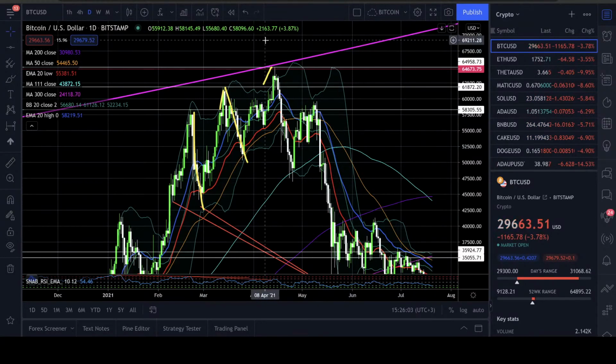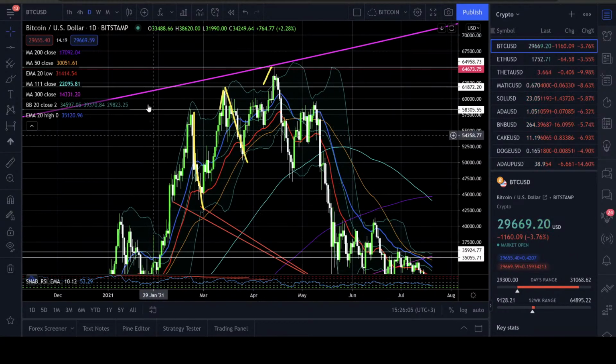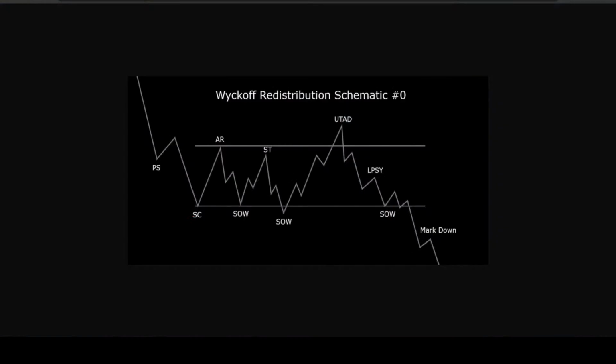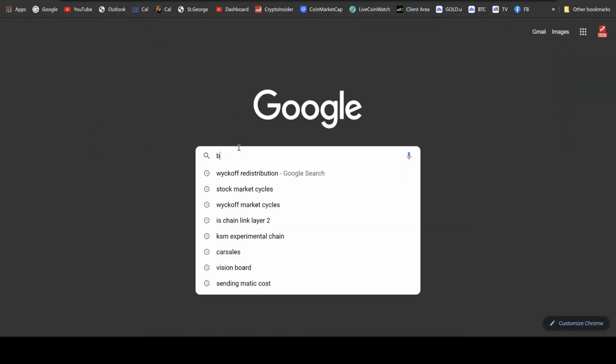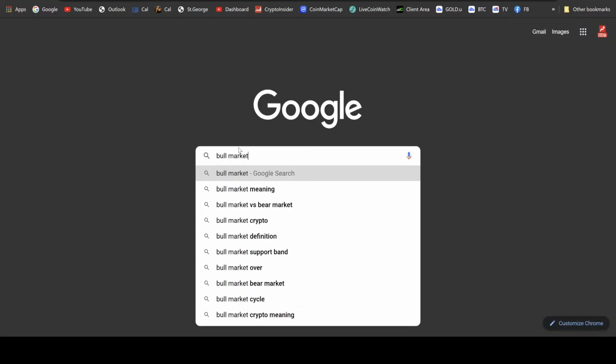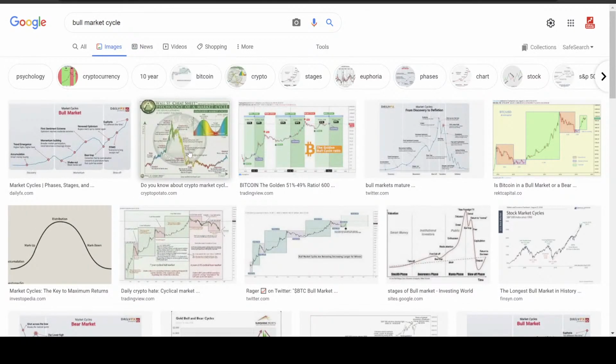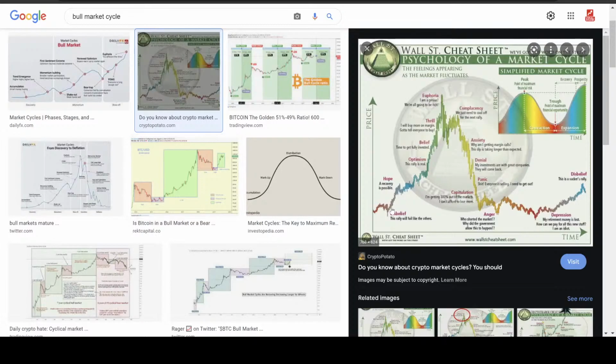Okay, so I think I went through that. Oh, another argument that people make is that Bitcoin is still in a bull market, a bull cycle. They always quote this chart. Okay, so they say Bitcoin is... Let me put this up.